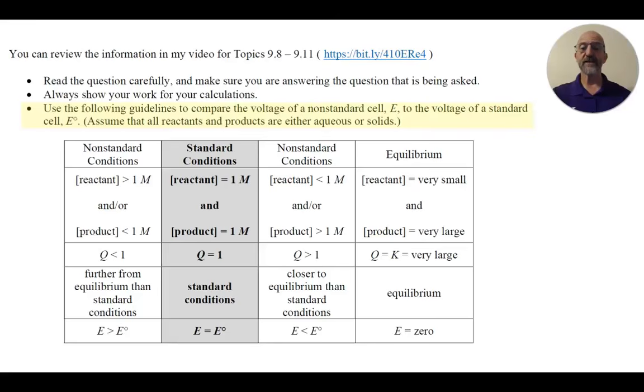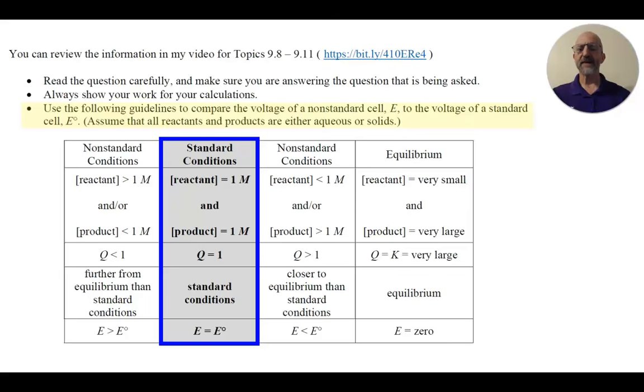Assume that all reactants and products are either aqueous or solids. Let's start with standard conditions. The concentration of the aqueous reactants and products would be 1 molar. The value of the reaction quotient Q equals 1. And at standard conditions, the cell potential is equal to the standard cell potential.